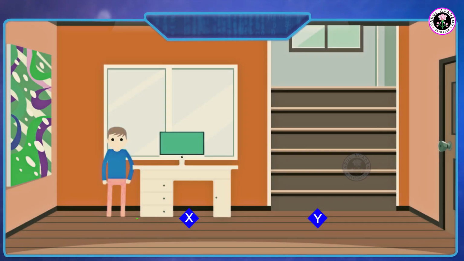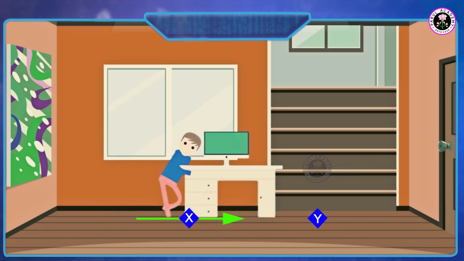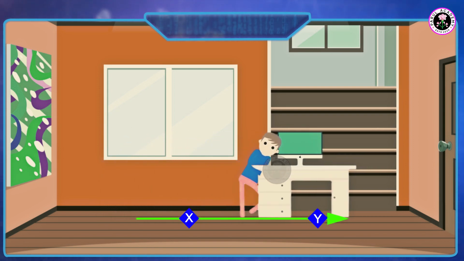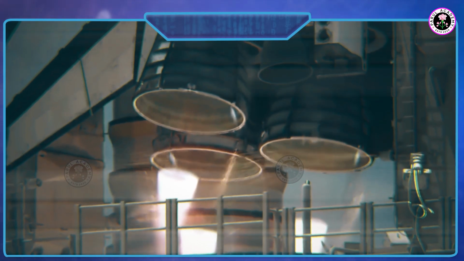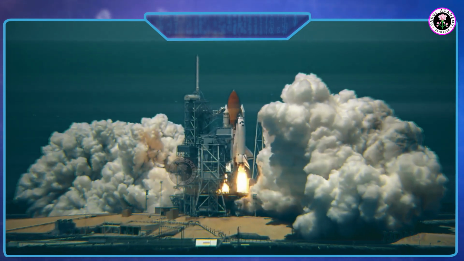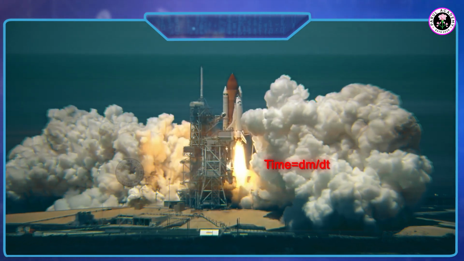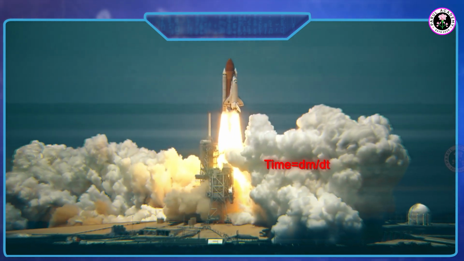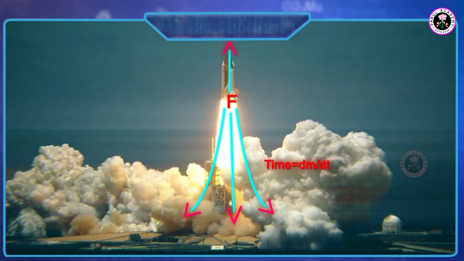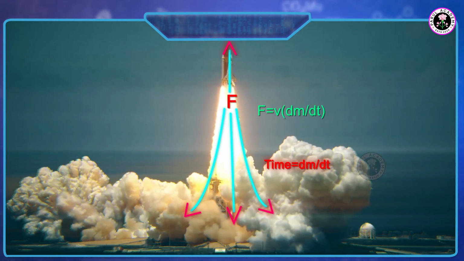For example, say you are applying a force on a body of mass m, and its velocity changes from v1 to v2 in time t. Here the mass of the body is constant, so the force on the body will be F equals ma. And when a rocket is moving up and its mass is changing with time as dm by dt, the mass is variable with time. So the force on the rocket will be F equals v dm by dt.